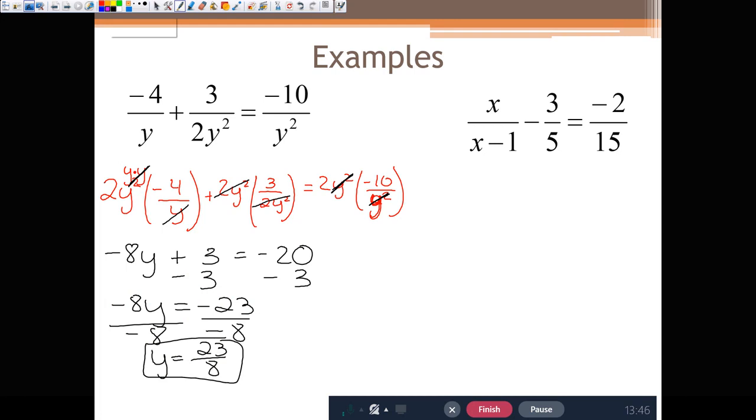Okay, the next one is very similar to the one that we had on the previous slide. So I have the constants of 5 and 15. So what would be my least common denominator out of those? 15. So I'm going to multiply everything times 15. But I also have to multiply everything times my expression. So that would be x minus 1.